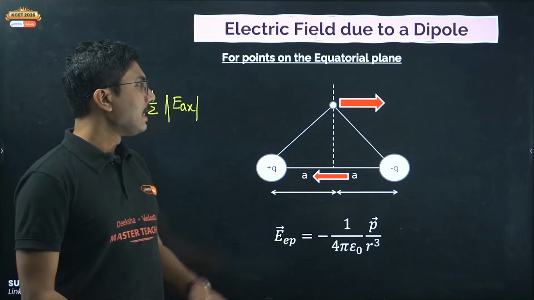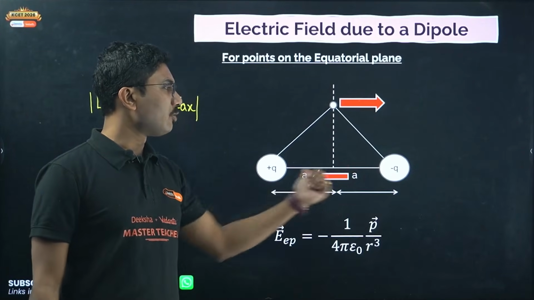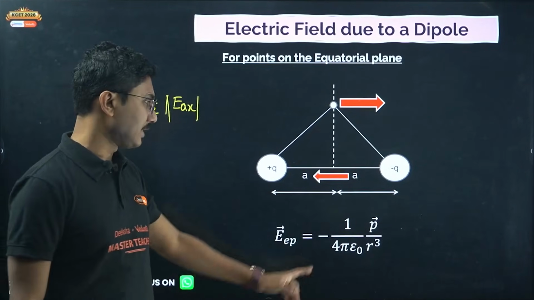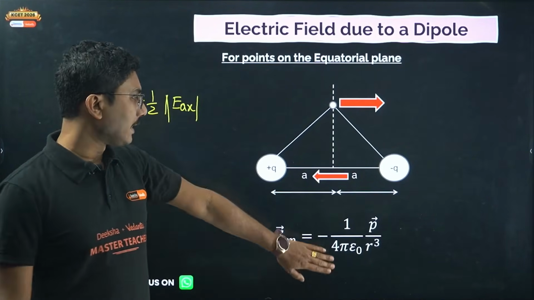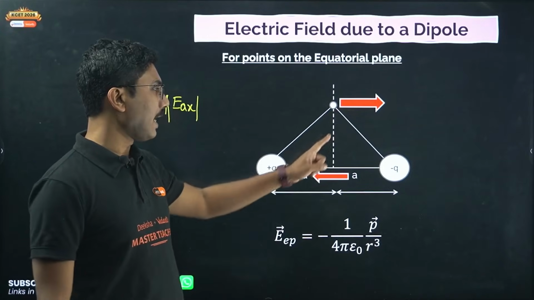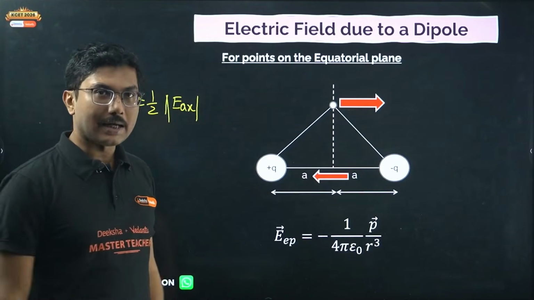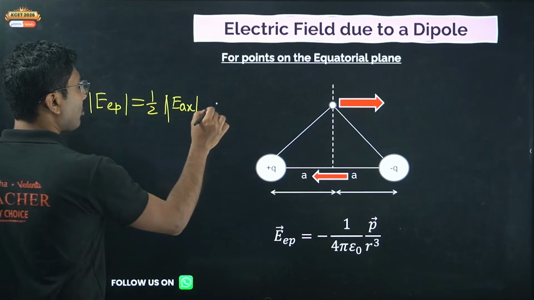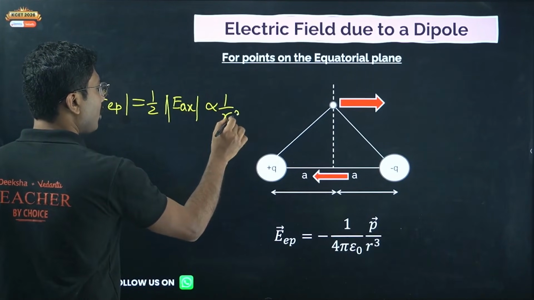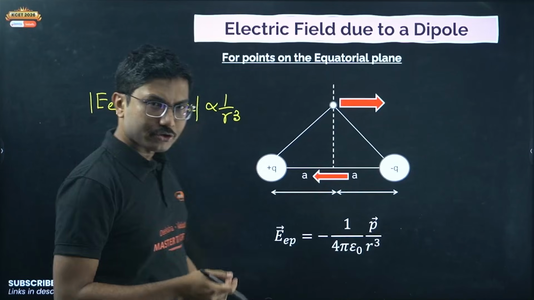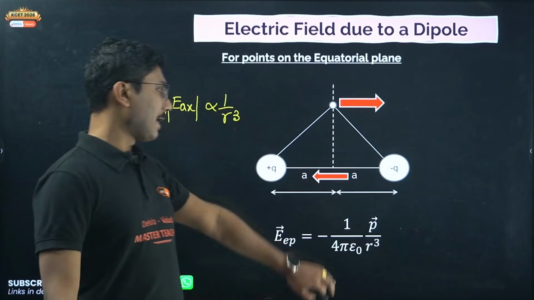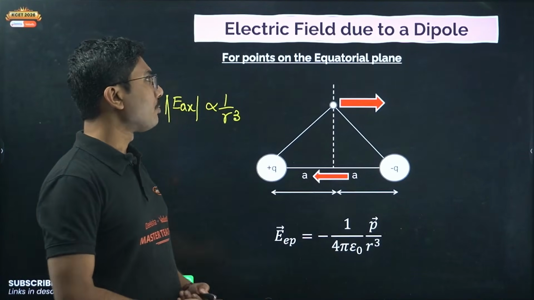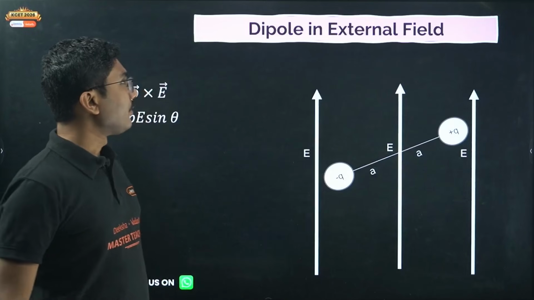So if you see that electric field is in this direction, dipole moment is actually in the opposite direction. That's why there is a negative sign. The negative sign represents that the electric field and the dipole moment are in the opposite direction. The formula is very simple, and both of them are proportional to 1 upon r cube. Normally electric field is proportional to 1 upon r square, but for a dipole they are proportional to 1 upon r cube.